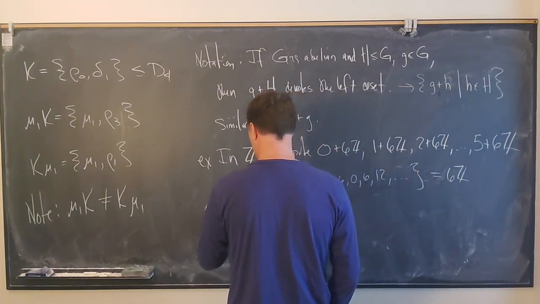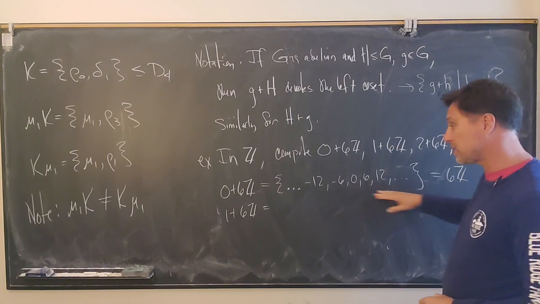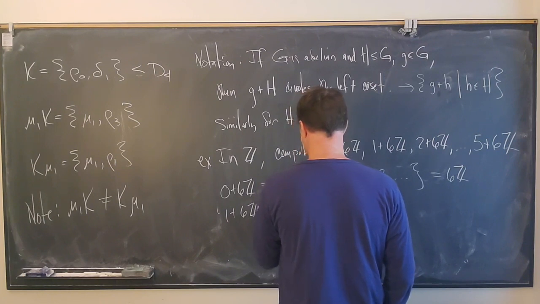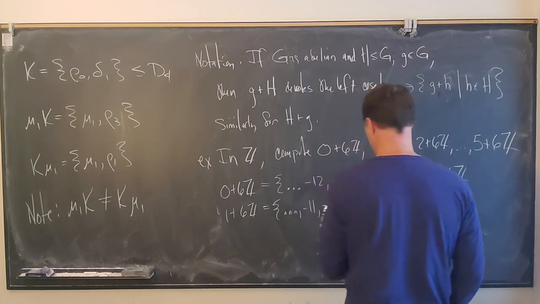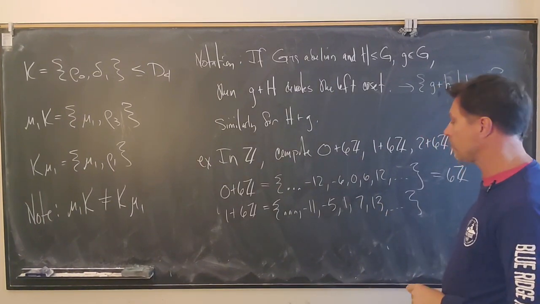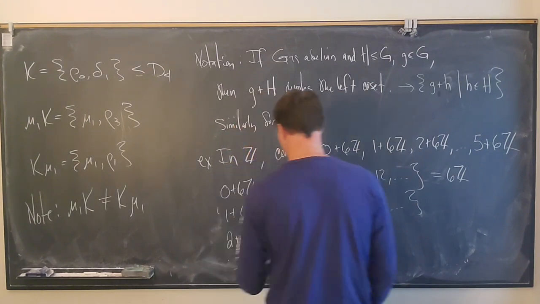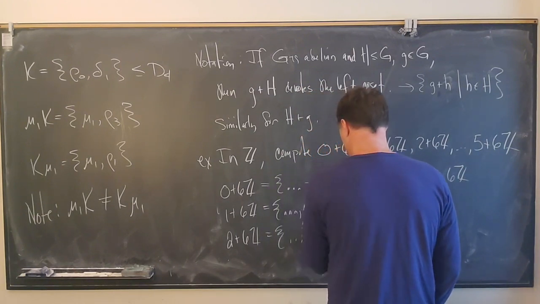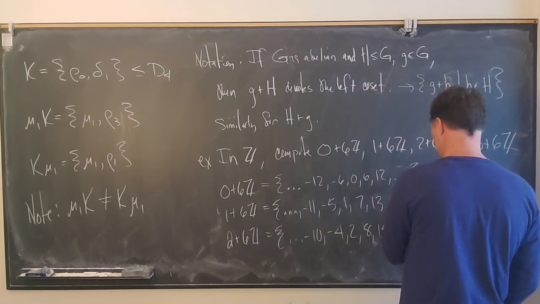1 plus 6Z. What I want to do now is take all the elements of 6Z, which we can see here, and add 1 to them. So dot dot dot, negative 11, negative 5, 1, 7, 13, dot dot dot. Right, so there's 1 plus 6Z. 2 plus 6Z: now I take all the elements and add 2 to them, and we'll get dot dot dot, minus 10, minus 4, 2, 8, 14, dot dot dot.